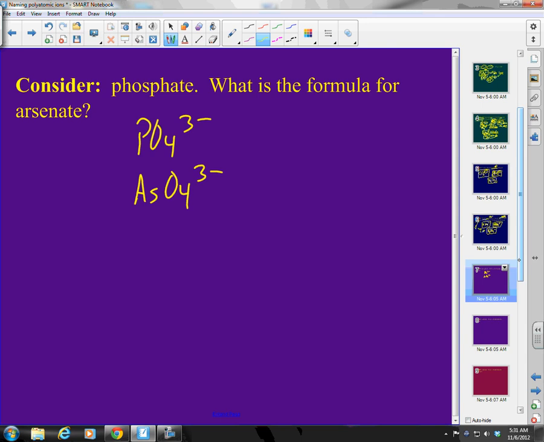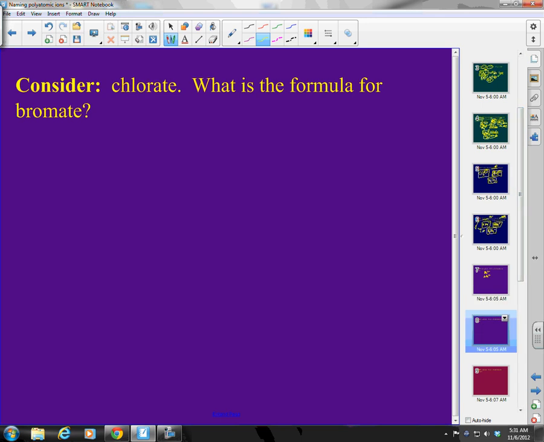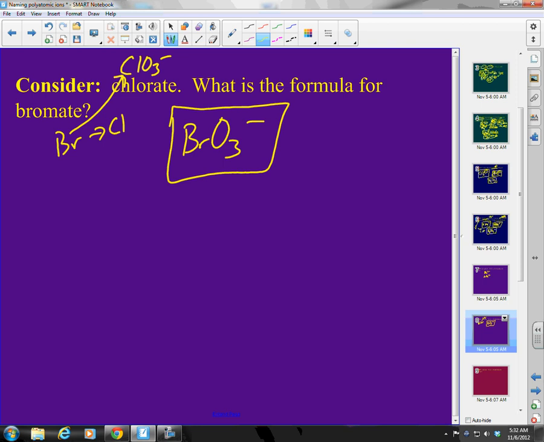All right, here you guys go. Chlorate. What is the formula for bromate, right? Chlorate is ClO3 minus. Remember, bromine and chlorine are in the same group, so I'll give you 5 seconds to get the answer. There we go. Hey, I should be able to do what? Simply substitute bromine for my chlorine, and that is bromate.